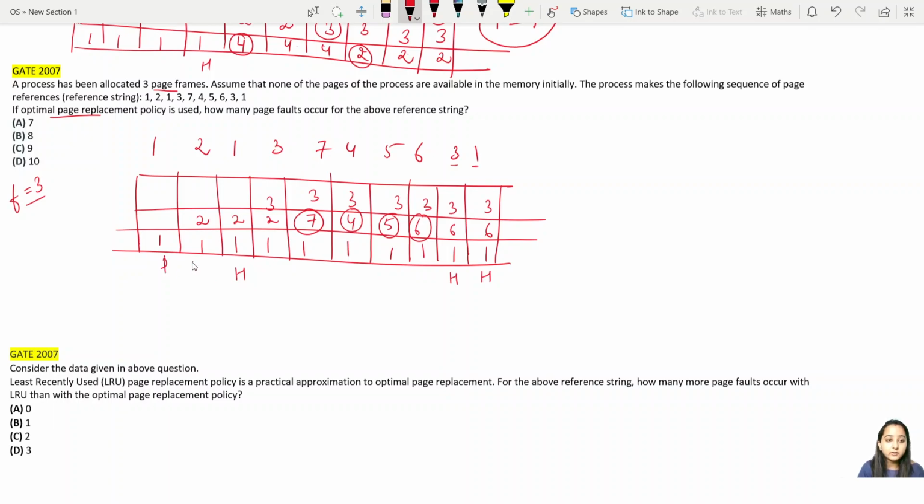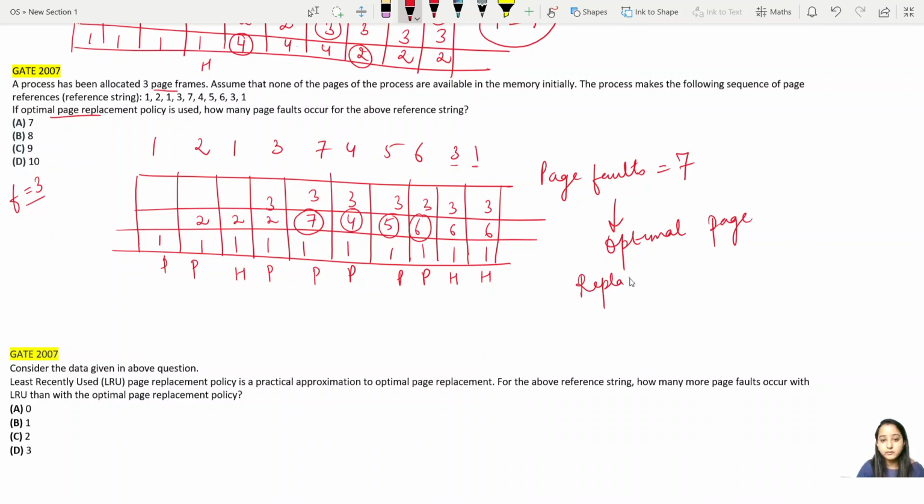So how many page faults are there? 1, 2, 3, 4, 5, 6, 7. The number of page faults will be 7 if you follow the optimal page replacement algorithm. And there was a question in GATE 2007 only: consider the data given in the above question. You have to use the same reference string.